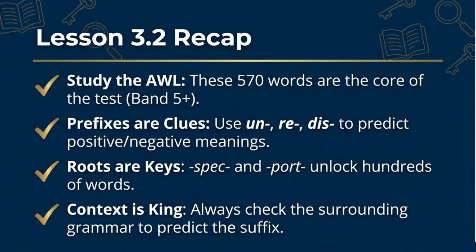To recap, study the academic word list. These 570 words are your ticket to Band 5. Prefixes are clues. Use them to predict positive or negative tones. Roots are keys. Roots like spec unlock hundreds of words. Context is king. Check the surrounding grammar to predict the suffix.